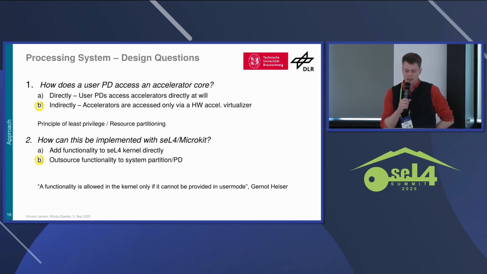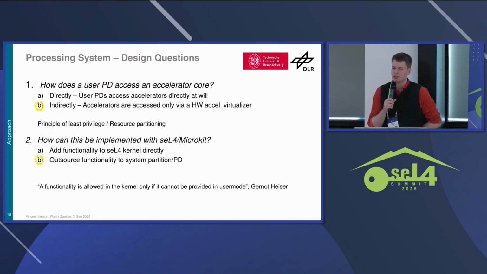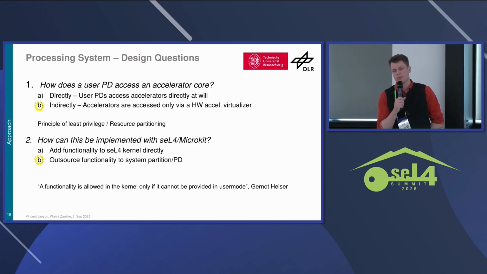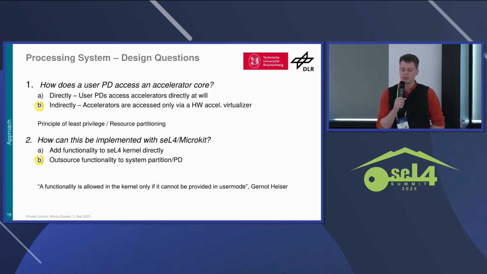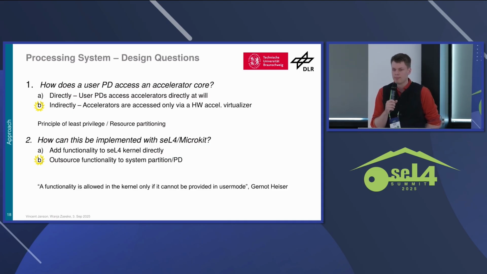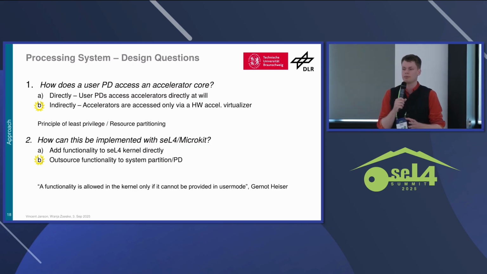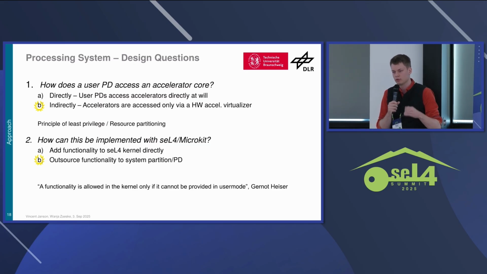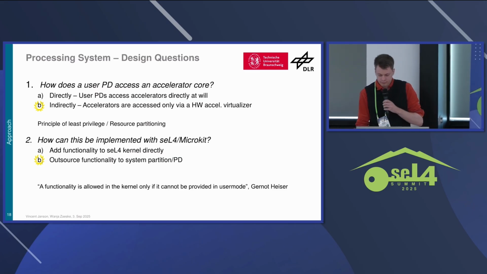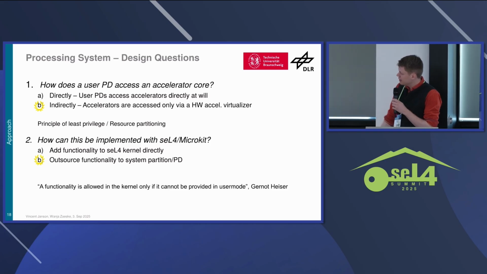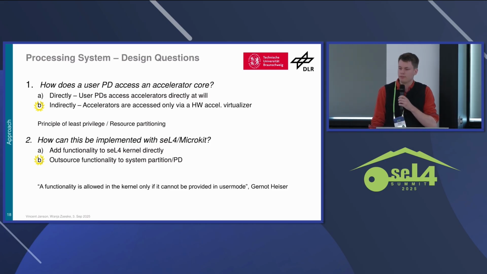In the end, this is maybe not the best idea, because it makes sense to filter to some degree what kind of jobs can be submitted to an accelerator core. Then we can also implement some kind of scheduling if there's multiple applications. And in particular, we have a higher degree of isolation between these environments. And therefore, here Vincent opted to go for an indirect access, so to implement a hardware accelerator virtualizer in software. And only this virtualizer running in a separate protection domain actually has access to the control registers for the FPGA. The principle that led this design was basically the principle of least privilege and the principle of resource partitioning.